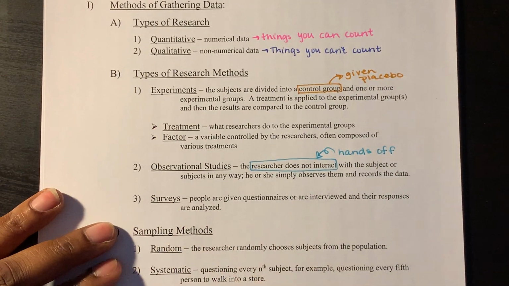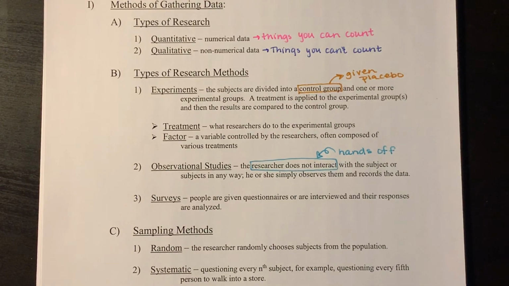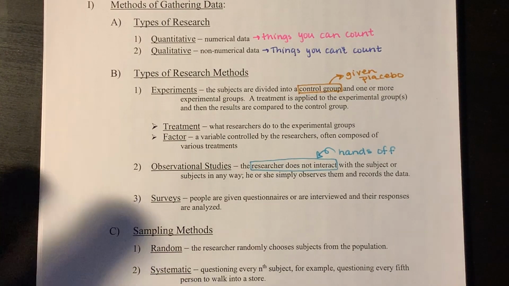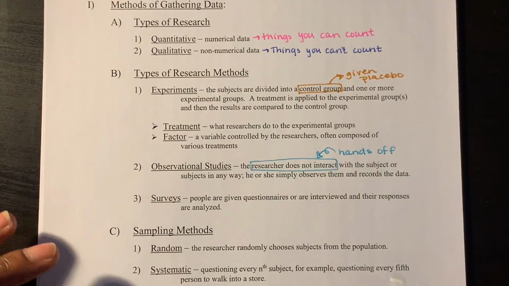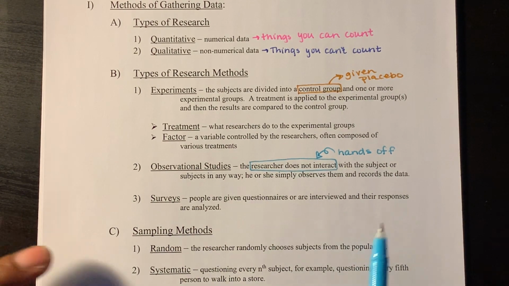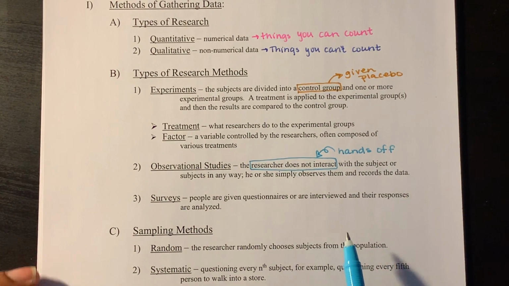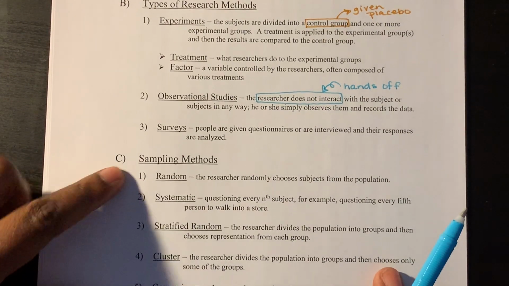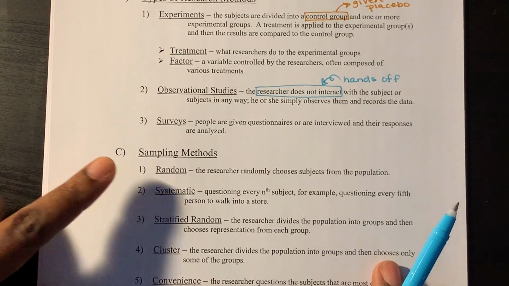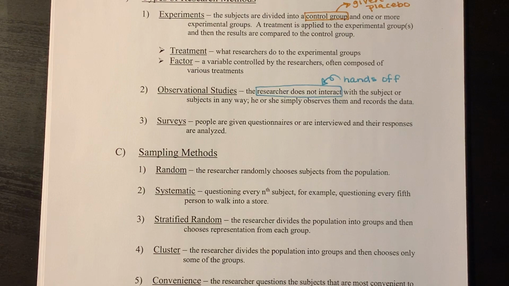Surveys, these are going to be where people are given questionnaires or interviewed, and their responses are analyzed based on whatever it is that they say. So that's another option. There's not really any key things in that one that you want to look at. It's kind of straightforward. If we are talking sampling methods, this is where it starts to get tricky, and you're checking for bias in this part here.